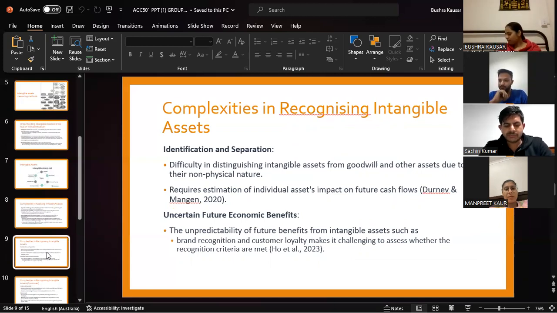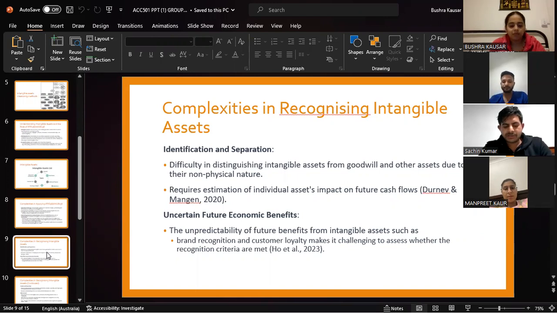Separate those assets from goodwill and from all other assets for recognition and measurement purposes, because of the complex task. This is because these assets lack physical substance. For example, how can we accurately separate the value of brand reputation, customer loyalty, or other customer relationship assets? Next is uncertain future economic benefit.